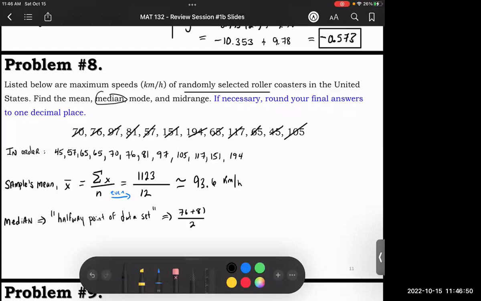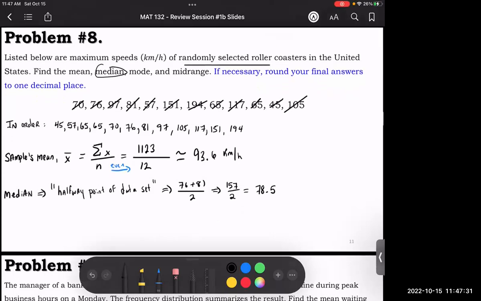So if I had an odd number of data values, like let's say hypothetically the 194 wasn't there, then the median would have just been the direct middle value. It would have been 76. But because we have an even number of data values, you add up the 2 values, then divide by 2. So what's 76 plus 81 divided by 2? 157. 157 divided by 2 is? 78.5. All right, so that's our median.